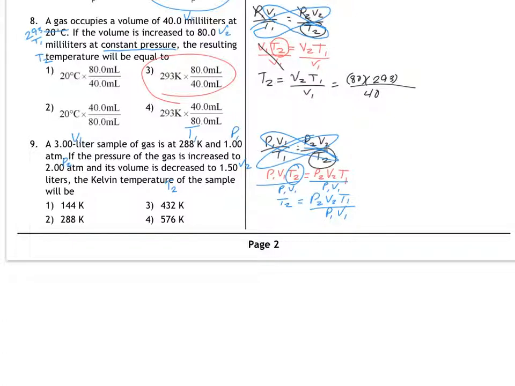So let's substitute in the values that we know. Pressure 2 was 2 atmospheres, and volume 2 was 1.5. Temperature 1 was 288. Pressure 1 is 1. And volume 1 was 3. So we just need to solve now. So the value I got was 288. The unit would be Kelvin. And that's choice 2.